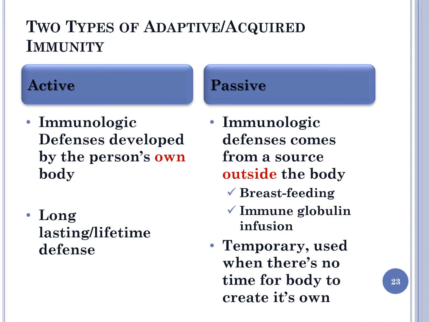All right. So under the adaptive, once again, remember we have natural innate versus adaptive acquired. Now we're specifically looking at the adaptive acquired side. It could be active, meaning the person's own body is the one creating this type of immunity. So obviously you probably got sick, and that's why now you're immune to this particular thing. That's one way they can describe it.